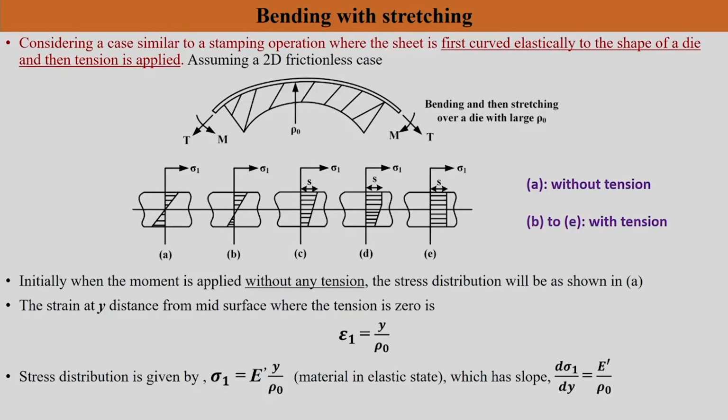Okay. So, now let us go to the last section in bending. So, we are going to now demonstrate if you include stretching also what will happen, which is what we are going to call bending with stretching, okay, bending with stretching or bending with tension, okay. But in this what we are actually going to do is we are going to consider a case similar to a stamping operation. Stamping operation means a forming operation, okay.